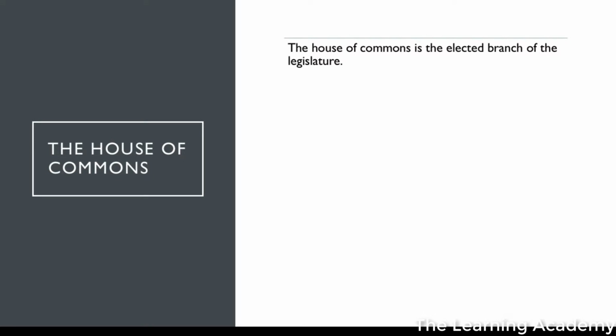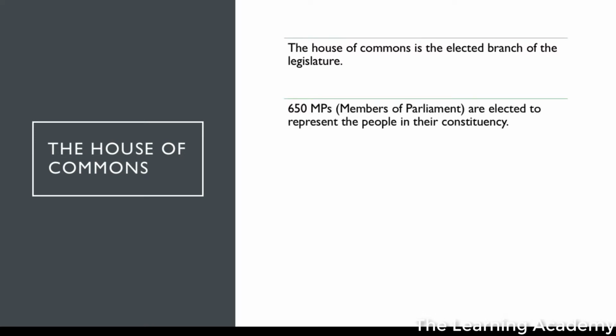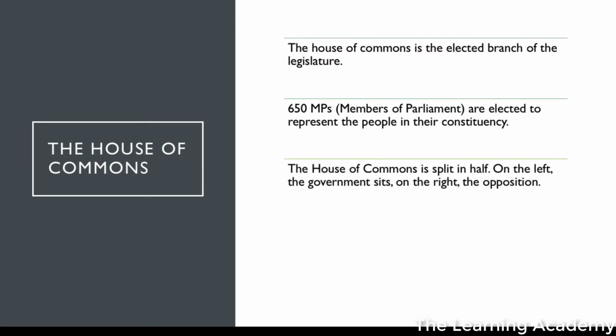The House of Commons is arguably the most powerful house. I say arguably, it is the most powerful house of the two, and it is the elected branch of the legislature. It has 650 MPs, which are members of Parliament, who are elected to represent people in their constituency. I believe the constituencies are chosen with around about 70,000 people in them. That's why they're chosen in such a way. So there are more constituencies, for example, in London than there are up in the north, because there are more people concentrated there.